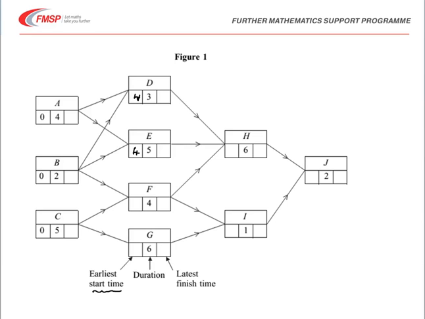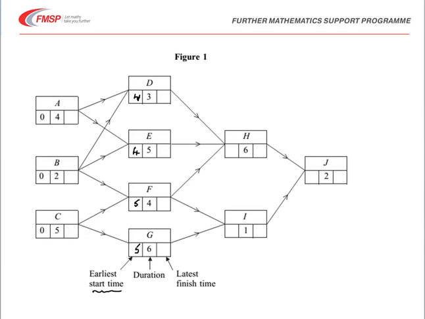Going down to F, we've got that coming from B or C, and C has the largest duration, 5. And likewise for G, only coming from C, so therefore its earliest start time is also 5. Continuing now to the right, then looking at H.